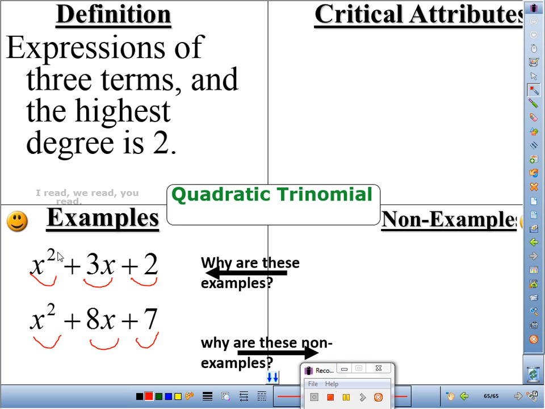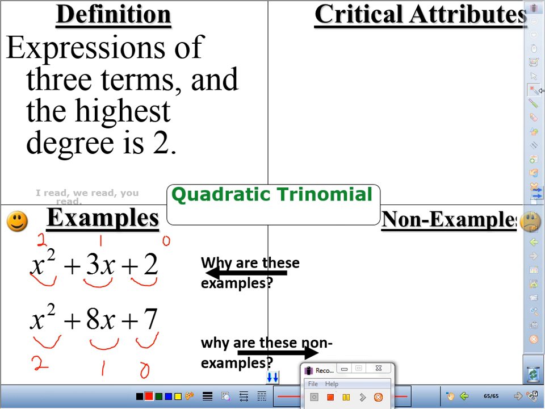Is the highest degree 2? Let's see. The degree of this term is 2. The degree of this term is 1. The degree of this term is 0. So for those of you that still have this confused since we saw polynomials, the degree is the exponent on the variables, or the sum of the variables of each term. So this one is 2, this one is 1, and this one is 0. This one is 2, 1, and 0. So the highest degree is 2.